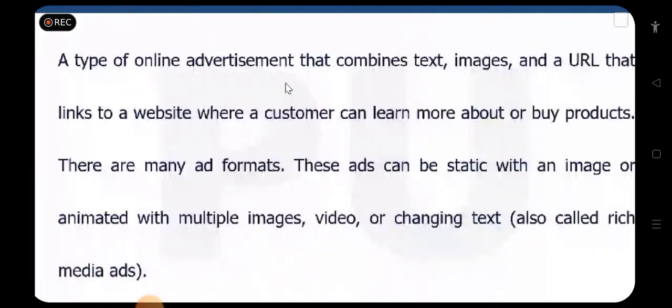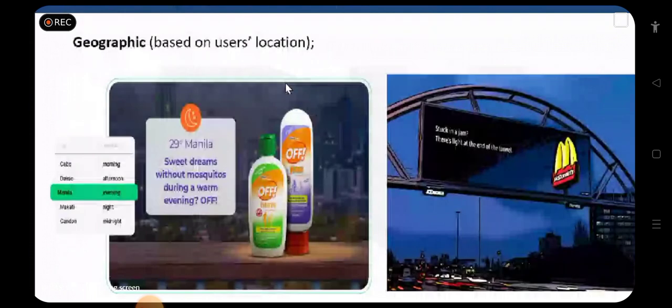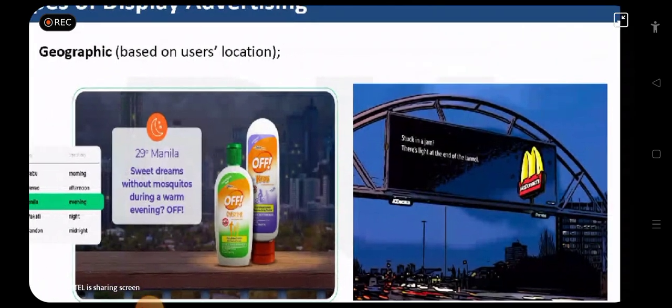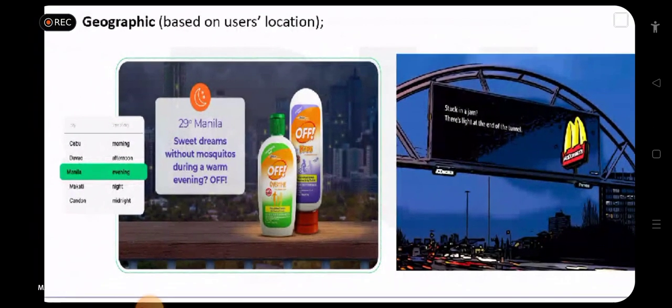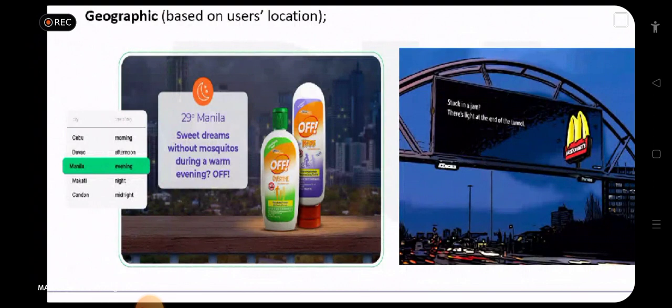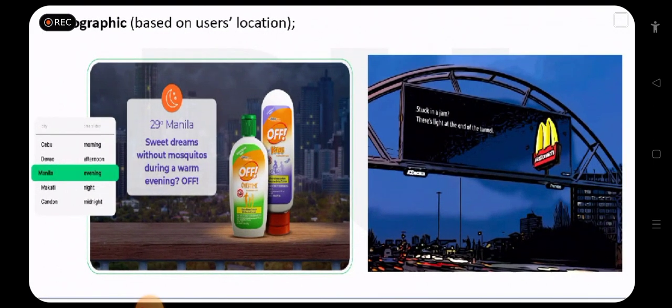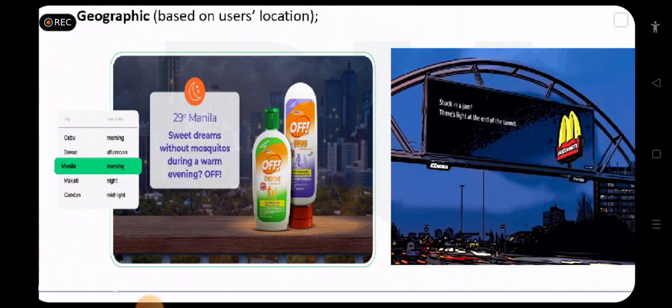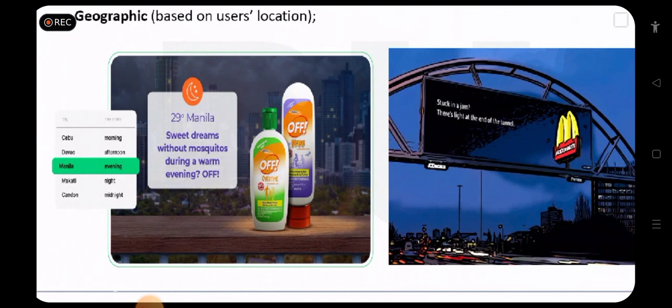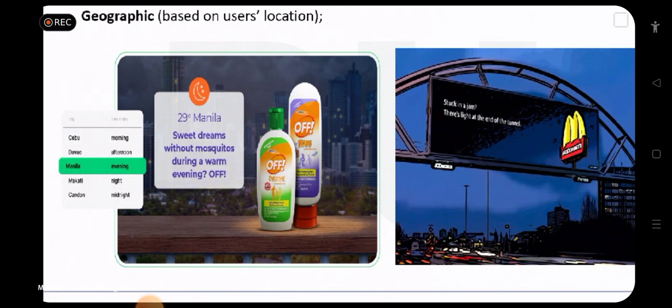Second is geographic display advertisement. Geographic advertisement depends on the location. It will completely depend on the location. If you just see both the examples, if you're seeing the second example, you can clearly see that, stuck in a jam, there's a light at the end of the tunnel.